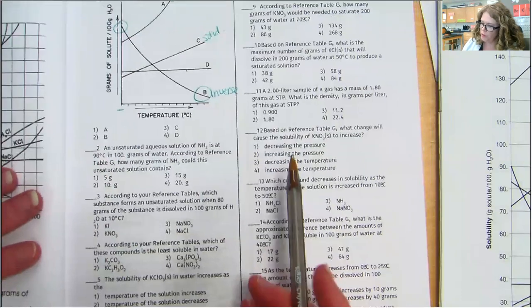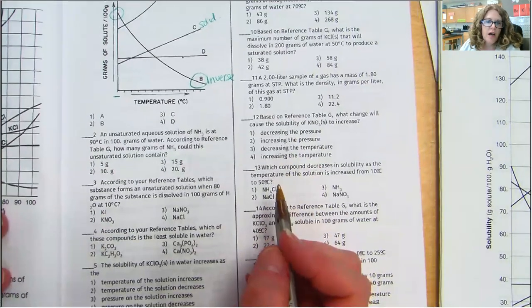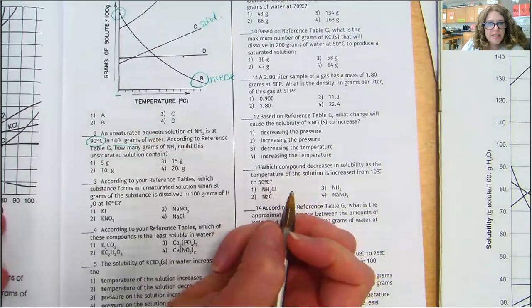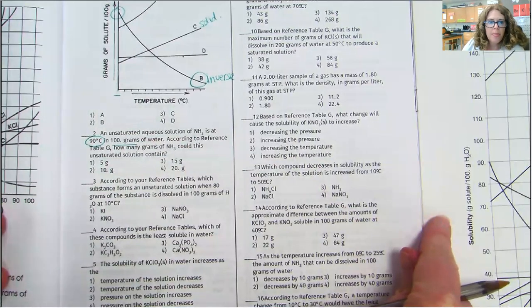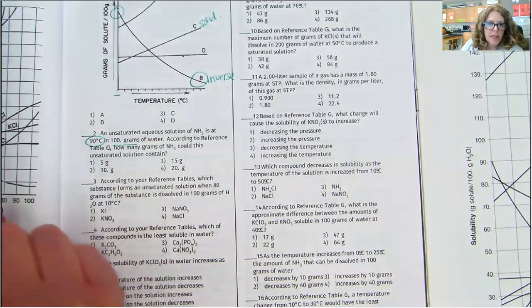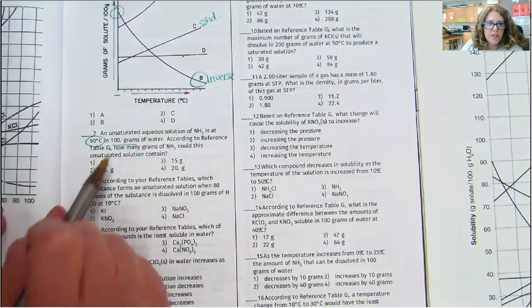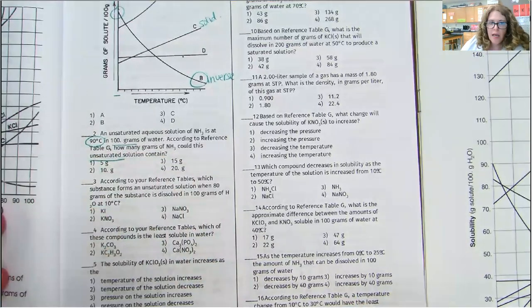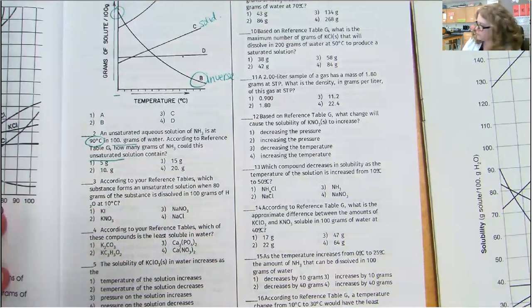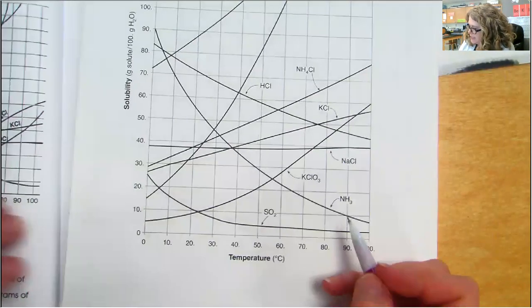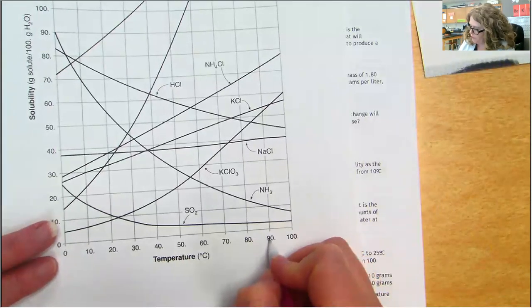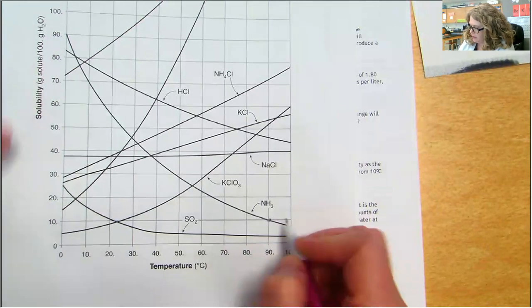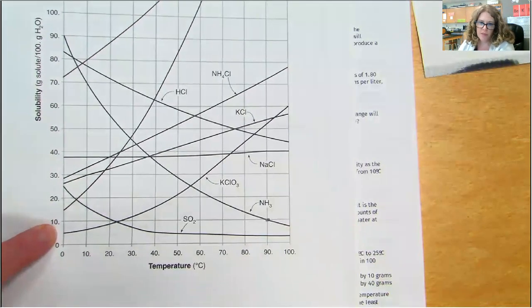All right, question number 2. An unsaturated aqueous solution of ammonia is at 90 degrees and 100 grams of water. So that's our standard amount of water over here on table G. According to reference table G, how many grams of ammonia could this unsaturated solution hold? So I'm going to find 90 degrees and 100 grams of water. Ammonia right here is saturated with 10 grams, okay?